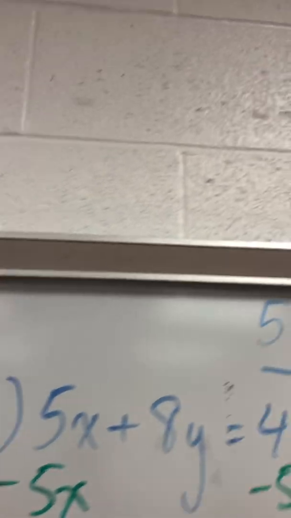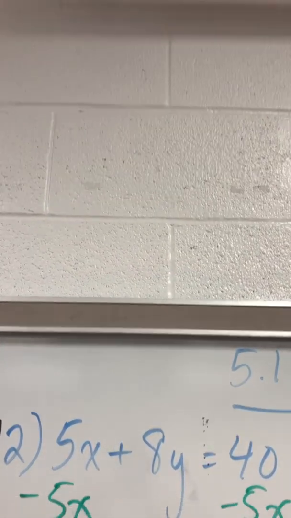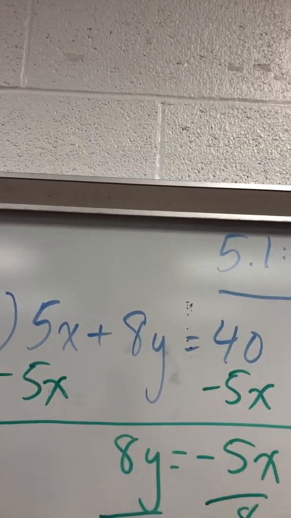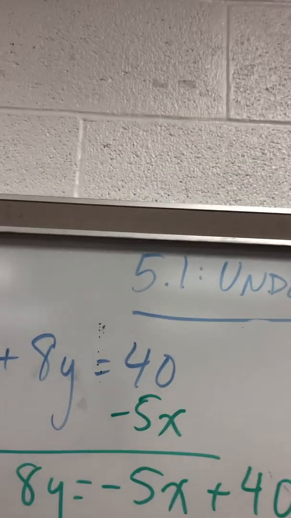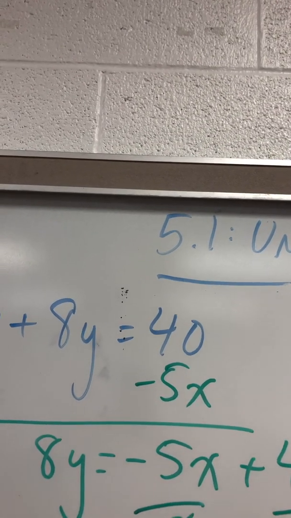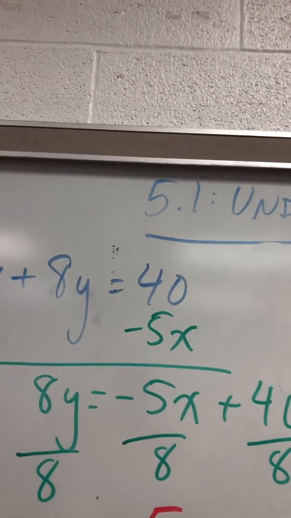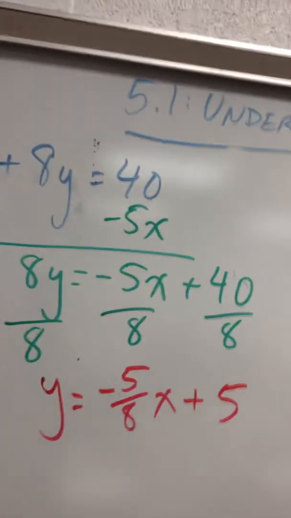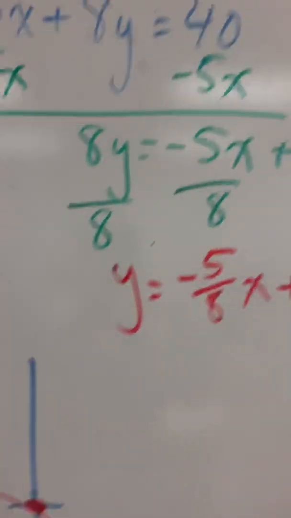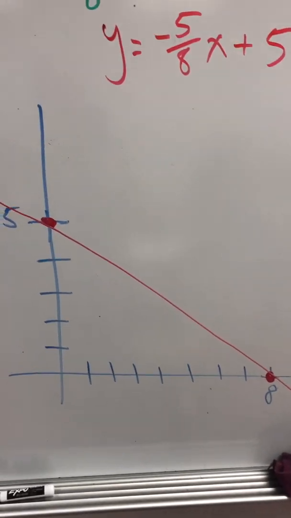Same thing here, right? But this time, to get y alone, we're going to minus 5x from both sides. You get 8y equals negative 5x plus 40. All right, we're going to divide by 8. Whatever you do to one term, you do to every term, right? So you divide all of them by 8, you get y equals negative 5 over 8x plus 5. Your intercept is 5. From there, you go down 5 over 8. And there's your graph.